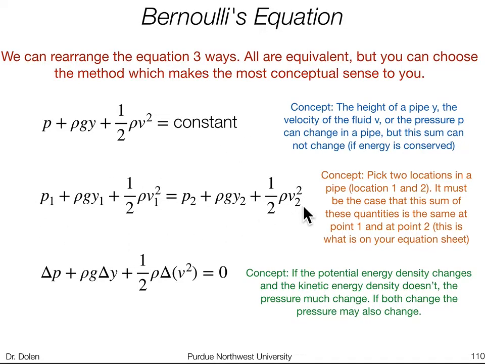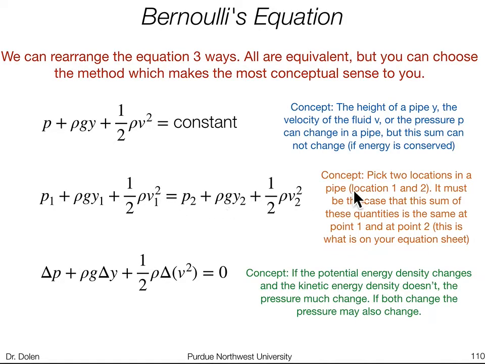This is another way of writing the same equation. That's what we already discussed. Right? This is again a statement that this sum of quantities is constant, that this sum of quantities at point 1 is equal to this sum of quantities at point 2. All right, so this is going to be really useful for you when solving problems.